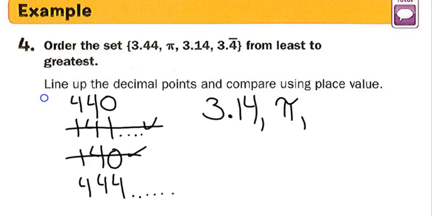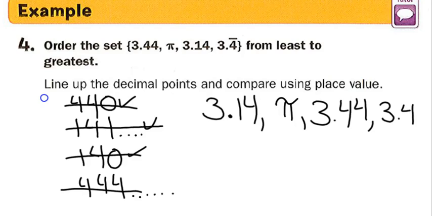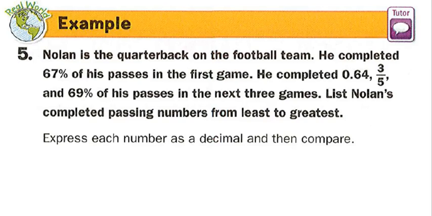Then the next one would be 440, so 3.44, and then that leaves our last one, 3.4 repeating, as our largest value. The interesting thing is that even though 3.44 terminates at the second 4, it's larger than pi, which extends forever, because all those decimal places further out are so much smaller than that 4 hundredths that it makes it a smaller value.